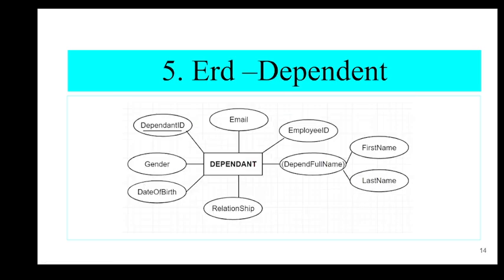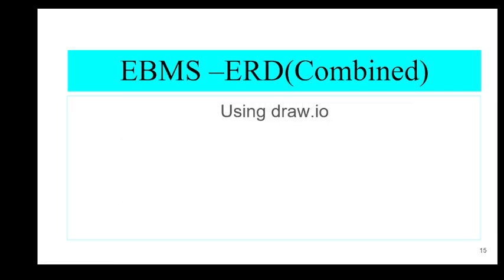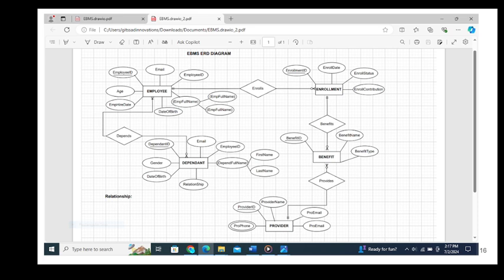Next, we have the dependent. Here we have the dependent enclosed in a rectangle. It is identified by dependent ID, and the other attributes are listed in the oval shape. So we have the email, gender, date of birth, relationship, full name, which is first name and last name. As I've said, I used draw.io to represent this ERD diagram.